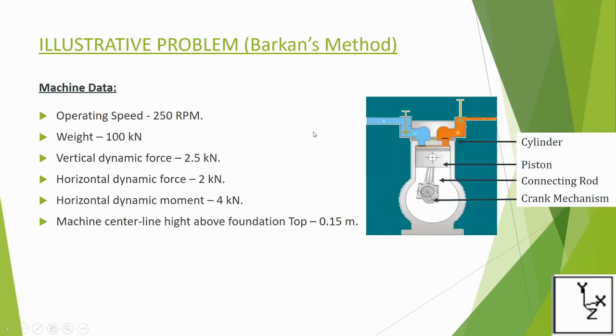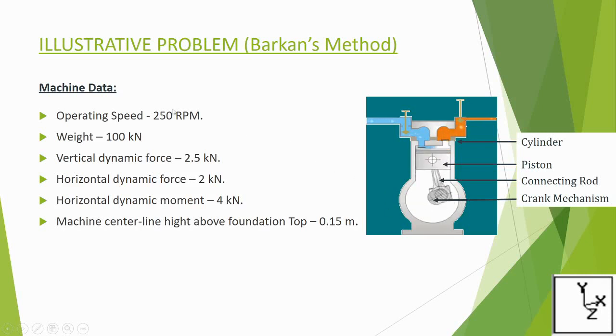So let us take an example. First of all, we will require machine data. Machine data is generally provided by the machine manufacturer. As you can see, this data is of a reciprocating machine. It is mounted vertically, hence it will produce dynamic forces in vertical direction, in horizontal direction, and moment about horizontal axis.